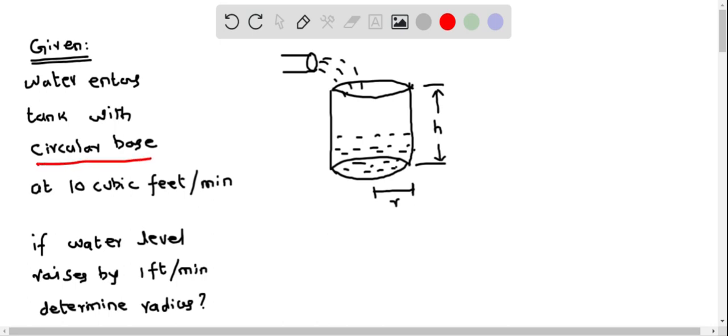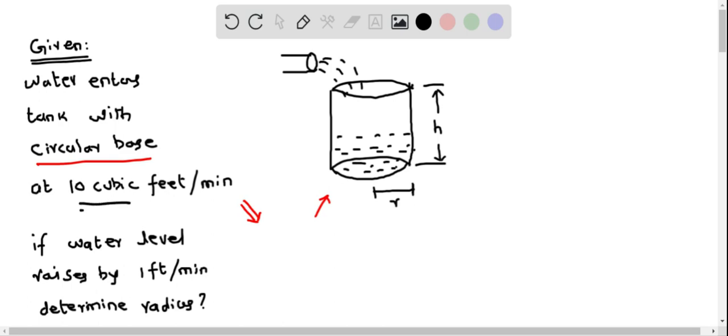As it is given that the tank has a circular base, we know that the tank has to be a right circular cylinder, because only a right circular cylinder has a circular base. So that's why I drew the shape of the water tank as a right circular cylinder with radius r and height h. And let's convert the given information to mathematical symbols. That is, we are going to use derivatives to convert this information into derivative form.